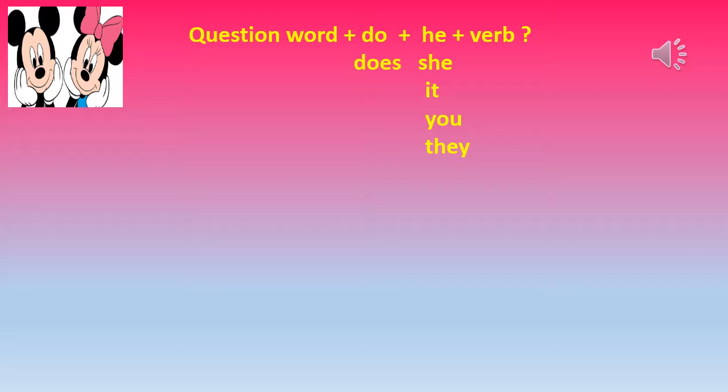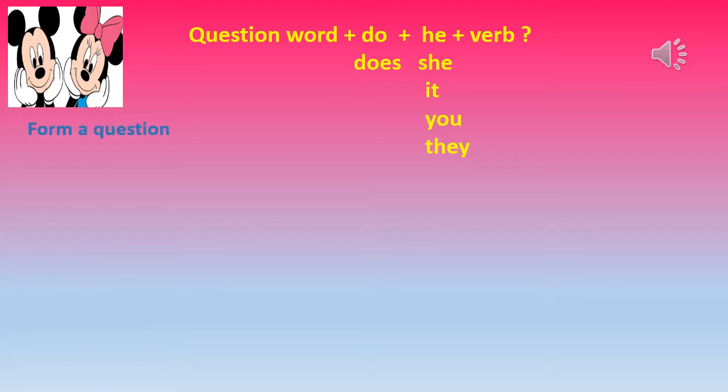Again, first of all, you have to put the question word. Then you have to put do or does. And then you have to put he or she or it or you or they. And the last thing, it's the verb itself.